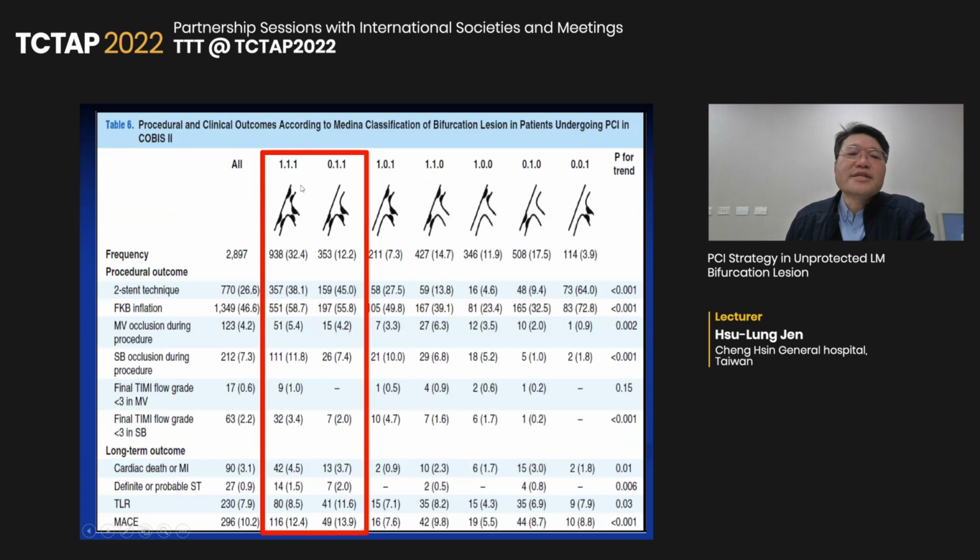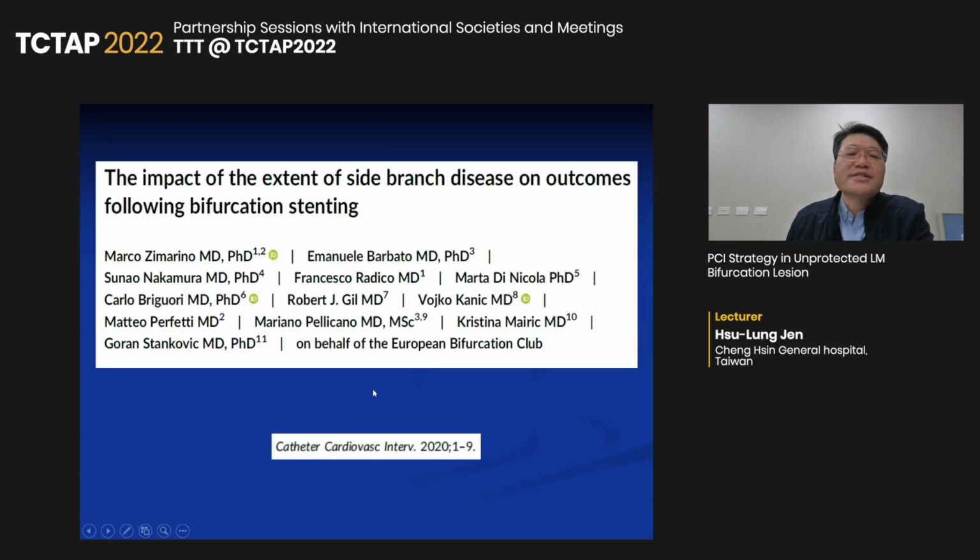So if we see the true bifurcation, including Medina 111 and 011, we can see it has a poor long-term outcome, including cardiac death or MI, definite stent thrombosis, target vessel revascularization and MACE. So why do we say the true bifurcation includes 111 and 011? Because it showed a poor long-term clinical outcome for stenting.